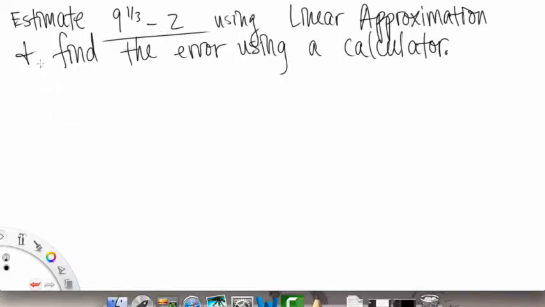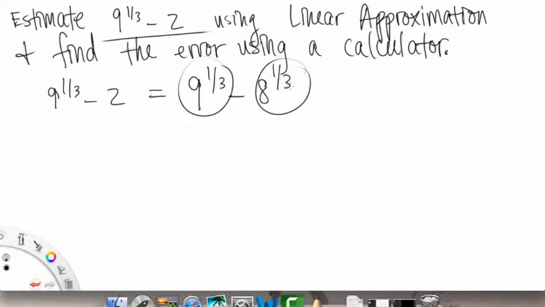So let's look at it a little bit more carefully. We have 9^(1/3) minus 2, which we can actually rewrite as 9^(1/3) minus 8^(1/3), right? Because the cube root of 8 is 2. So that means we have something to the 1/3 minus something to the 1/3, so we can deduce that our f(x) is x^(1/3), okay?